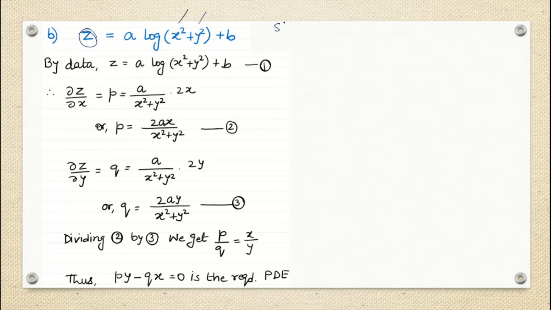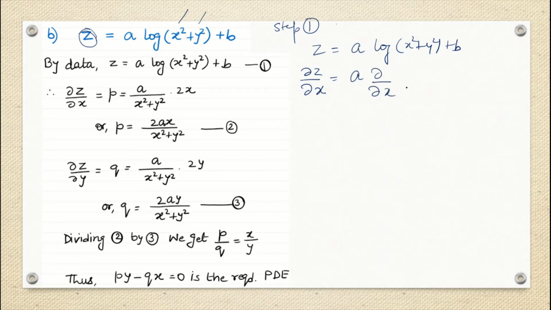My step number 1 is what I'm going to write down. First I'm going to write down, as it is, the equation: z is a log x square plus y square plus b. Then I'm going to find out partial derivative of z with respect to x. Then I will find partial derivative of z with respect to y also. So if I am finding out with respect to x, so what will be there? Left hand side I have written down del by del x of z. Right hand side is what? A I am taking as constant, and then del by del x of log x square plus y square, plus del by del x of b.